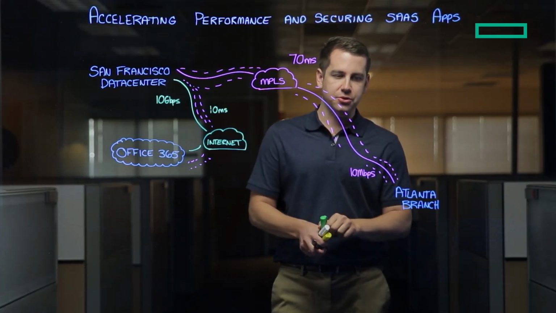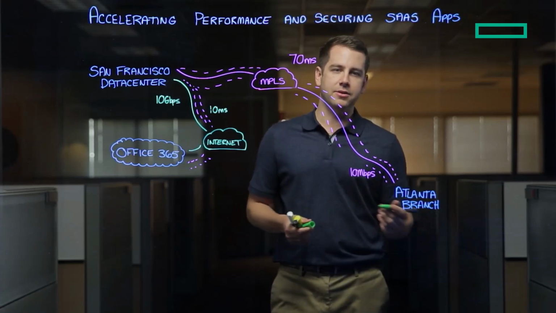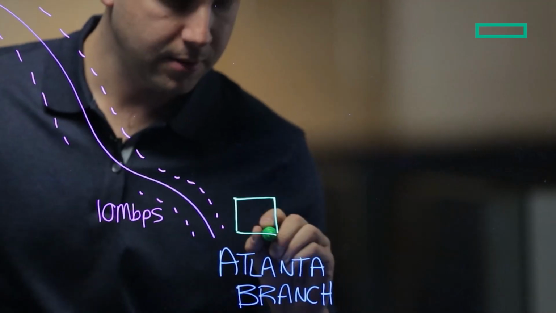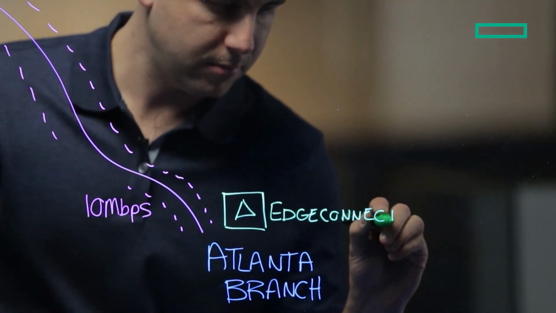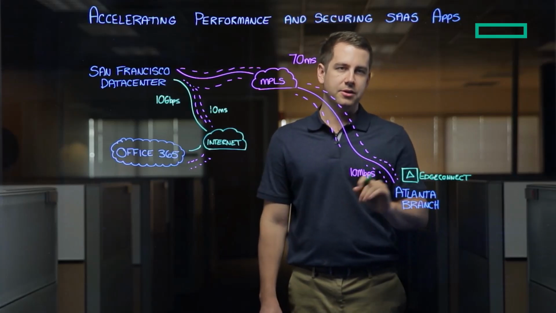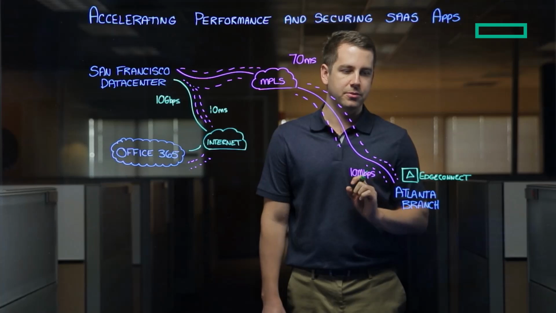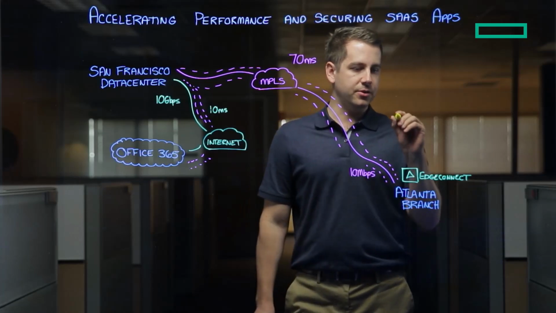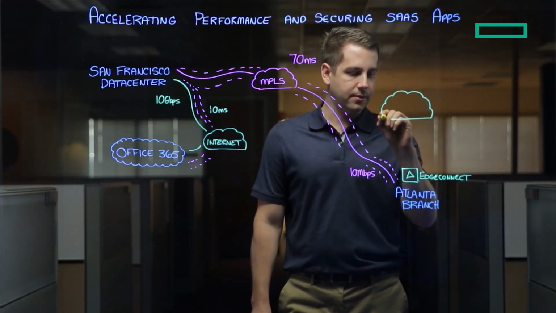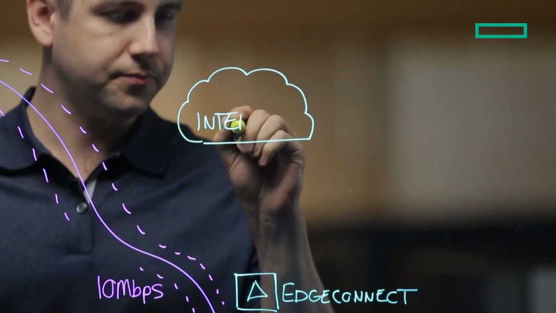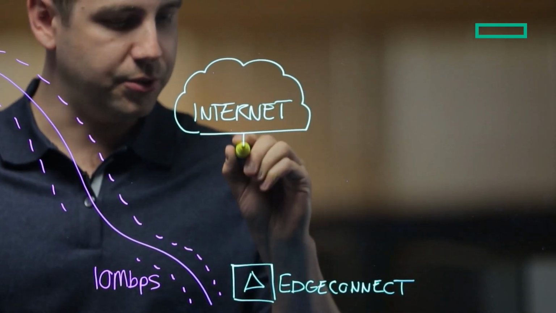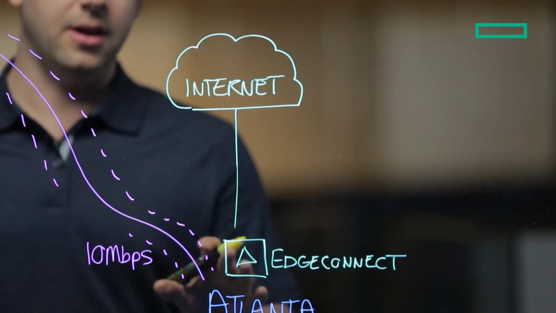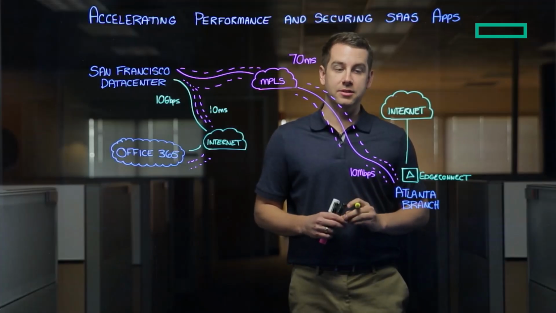SD-WAN allows you to look at introducing broadband internet into the branch. And so if we just start by adding on an EdgeConnect appliance here, that EdgeConnect appliance can terminate the MPLS circuit and provide connectivity back to your traditional network and data center, but it also can leverage local internet access. In this case, we'll go ahead and add in a broadband internet link into this branch and connect that up to the EdgeConnect. And the EdgeConnect has a built-in stateful firewall, so it can secure this connection and make sure that any traffic coming in or out of it is inspected.